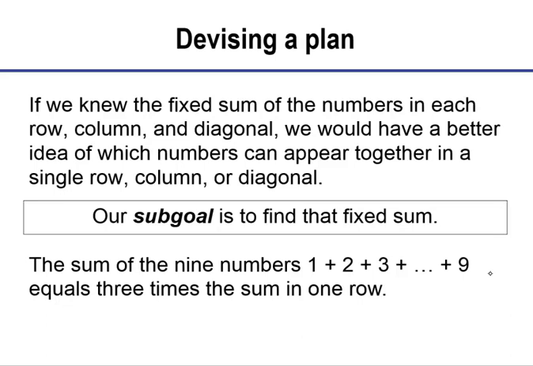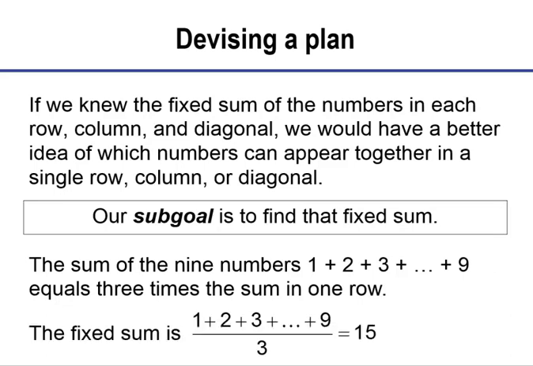So let's add 1 through 9. You can do that in a calculator. 1 plus 2 plus 3 plus 4. Hey, we could even use Gauss's trick to do that too, couldn't we? But I've saved you a minute. If you add 1 through 9 in your calculator, you get 45, and then 45 divided by 3 is 15. So what we've learned here is that each row, each column, and the 2 major diagonals have to sum to be 15.